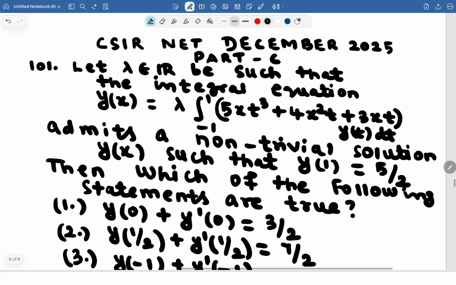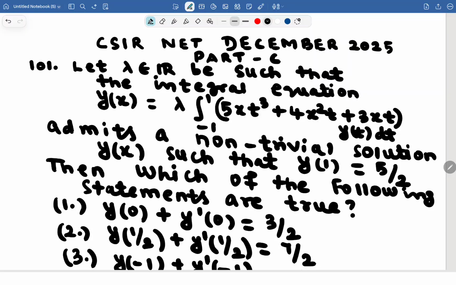Today I am going to discuss another problem from CSIR NET Mathematical Science question paper December 2025. The problem from part C. Again the problem is from integral equation. The problem number is 101.